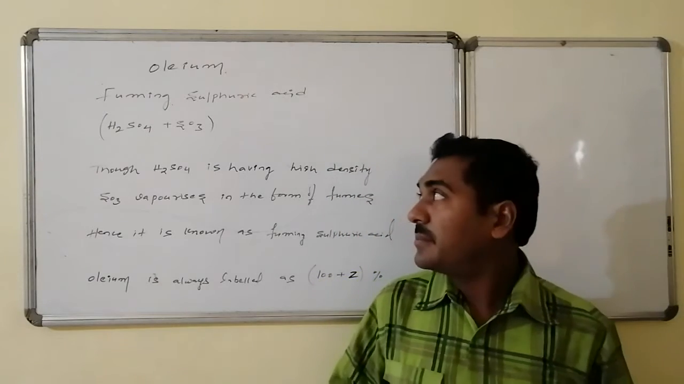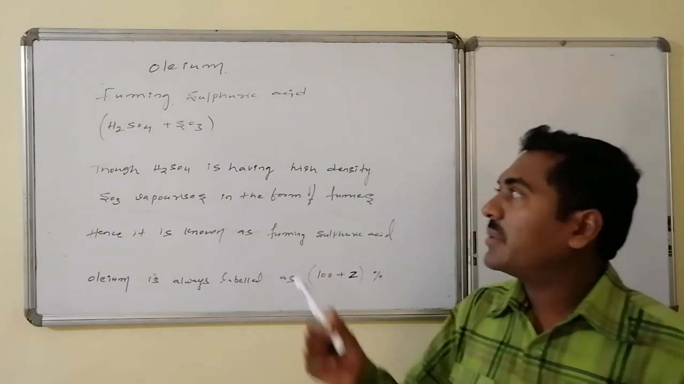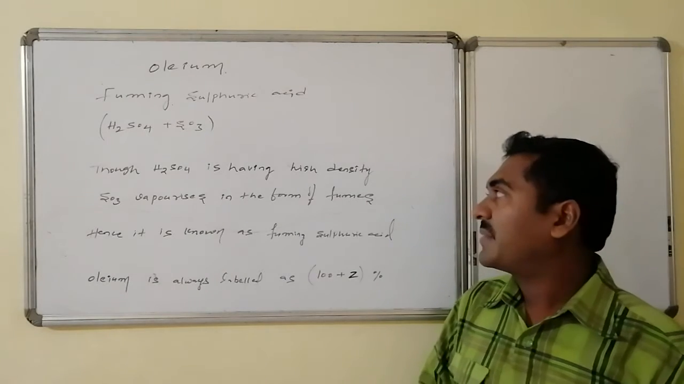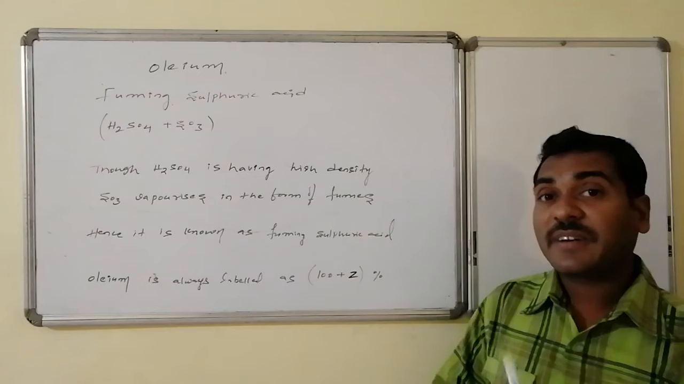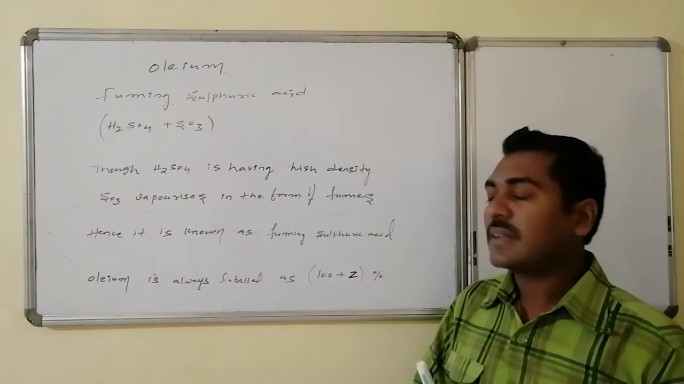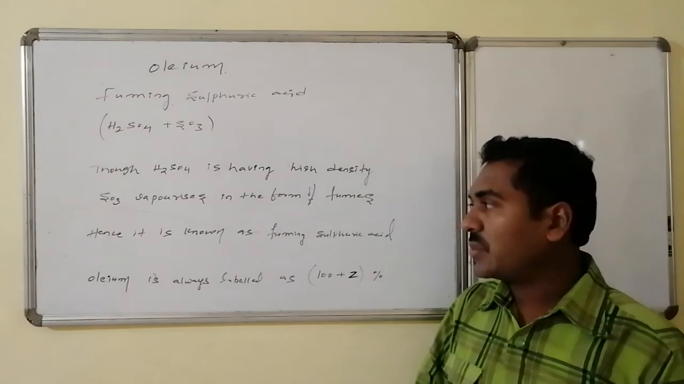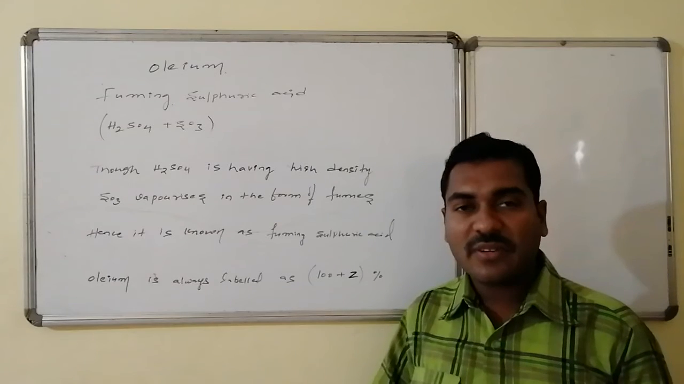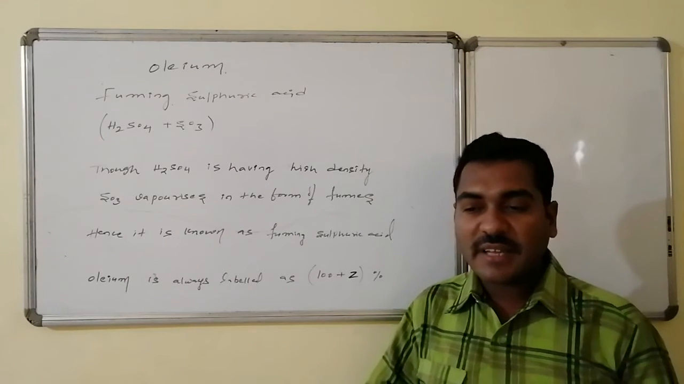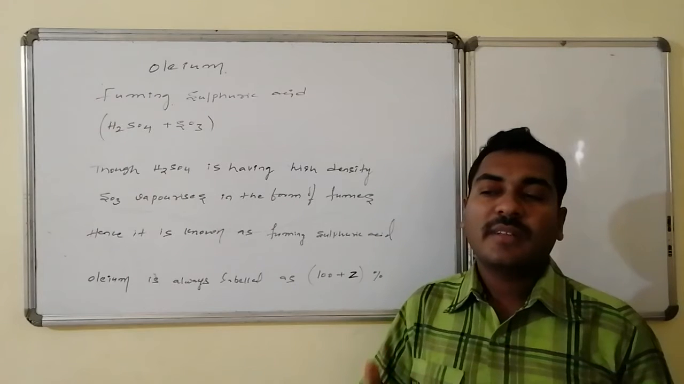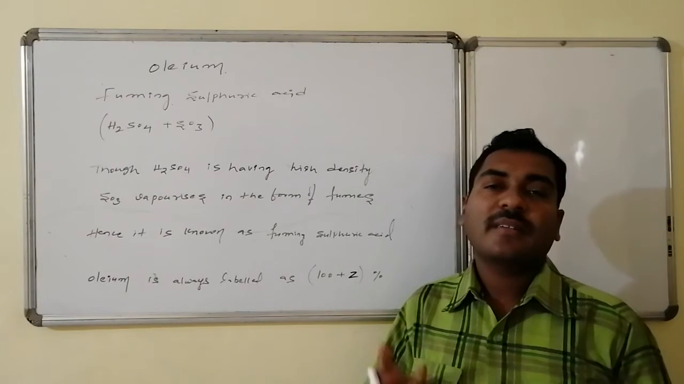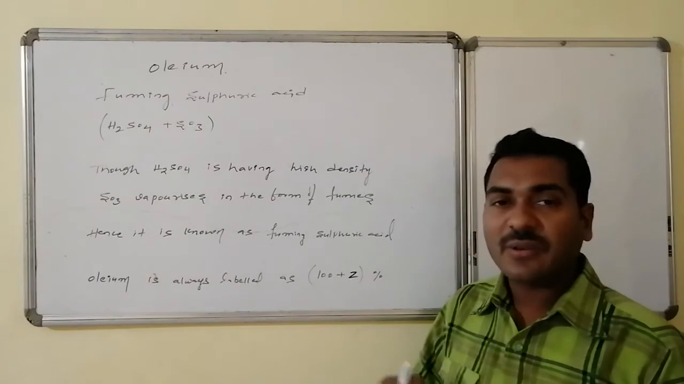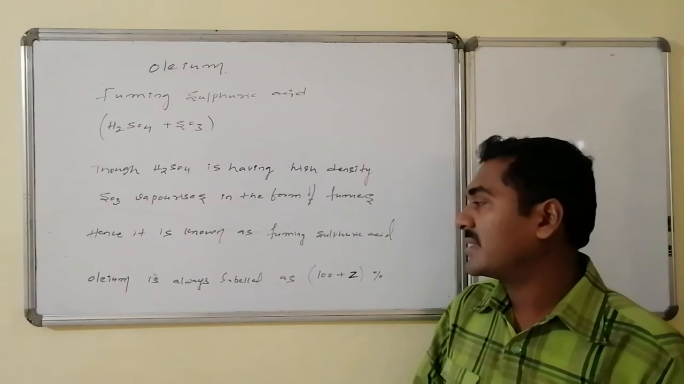Thus, oleum, fuming sulfuric acid, is a combination of sulfuric acid and sulfur trioxide. Though sulfuric acid has a higher density, sulfur trioxide is a gas. It vaporizes and the vapors appear in the form of fumes. Hence, it is said to be fuming sulfuric acid. That sulfuric acid, with sulfur trioxide gas dissolved in it, is said to be fuming sulfuric acid.